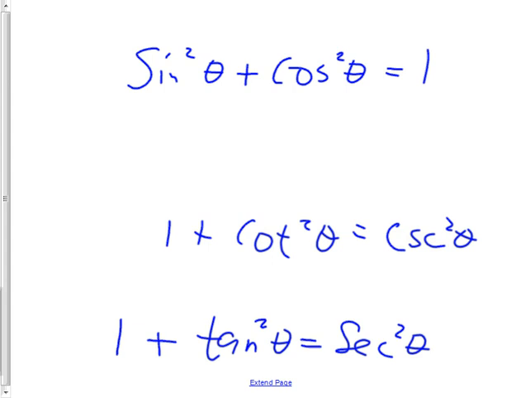Cotangent squared is what you're looking for. Everybody that's turned his way has got it right so far. Nice. All right, so I would like you to compare with the person across from the row with you.